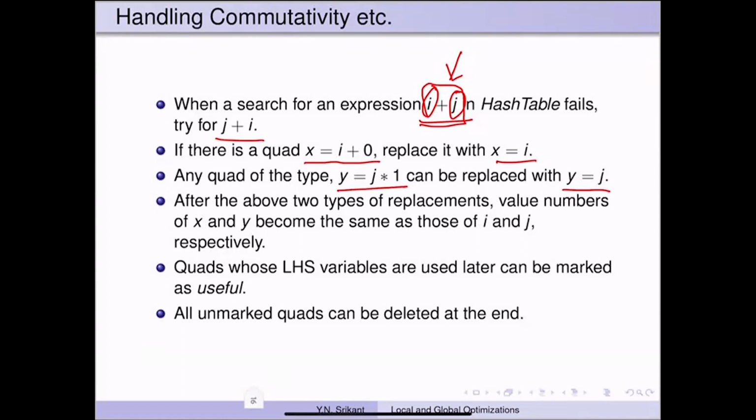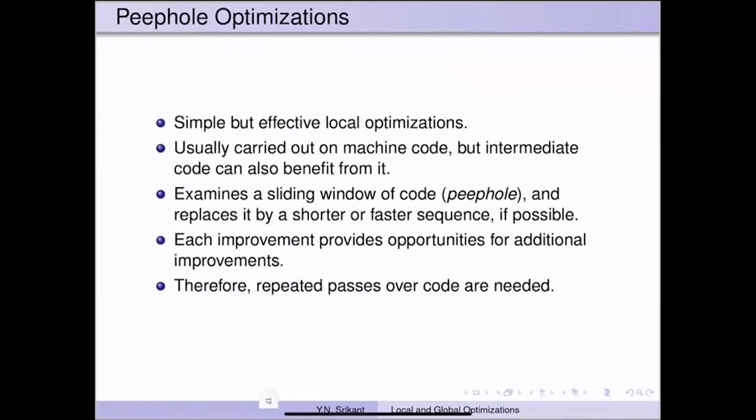So the quadruples whose LHS variables are used later can be marked as useful, and all the unmarked quadruples can be removed at the end. So this is just a way of saying that these are useless and can be removed from the program. So this is how local optimizations happen.